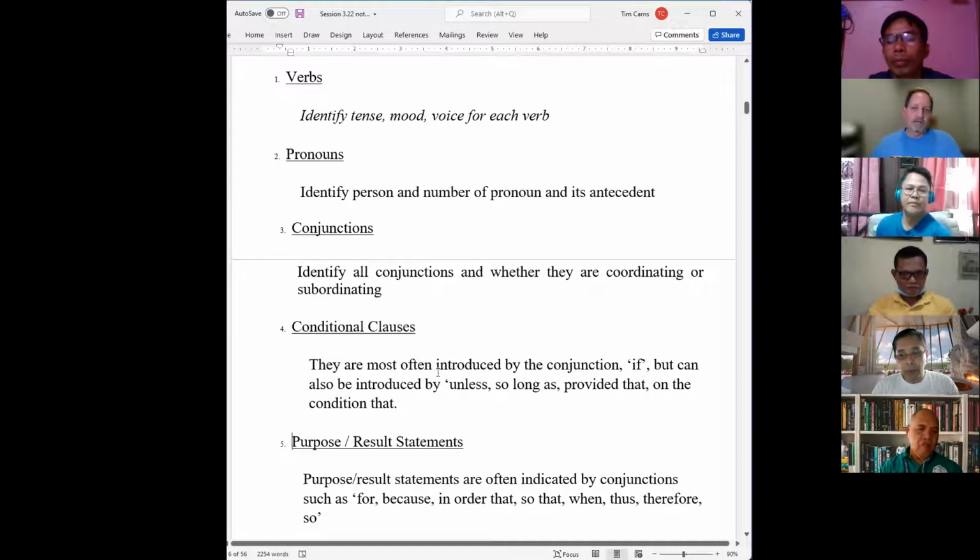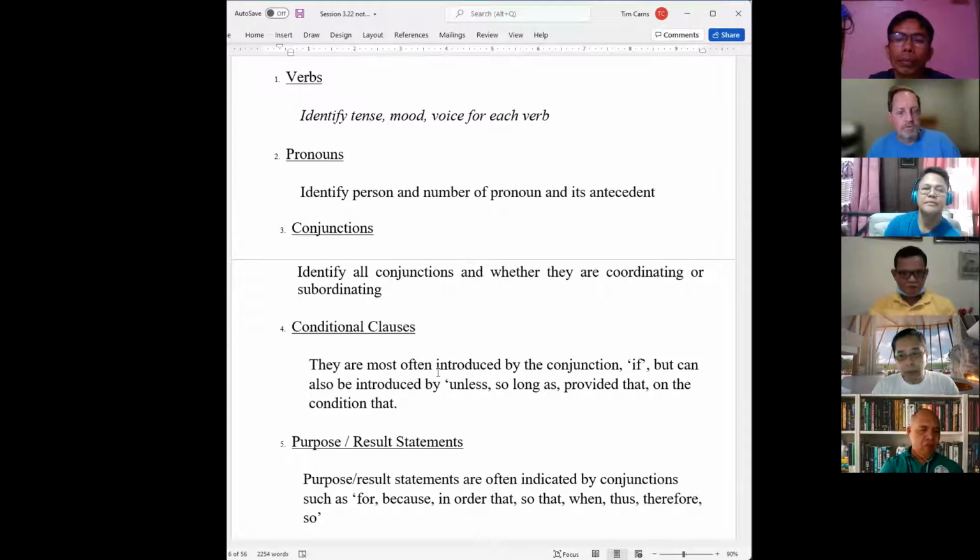And again, in understanding what an author means, we have to remember he uses grammar. He uses the rules of grammar in his own language, in the language that he writes in. And so we need to understand that grammar as well.